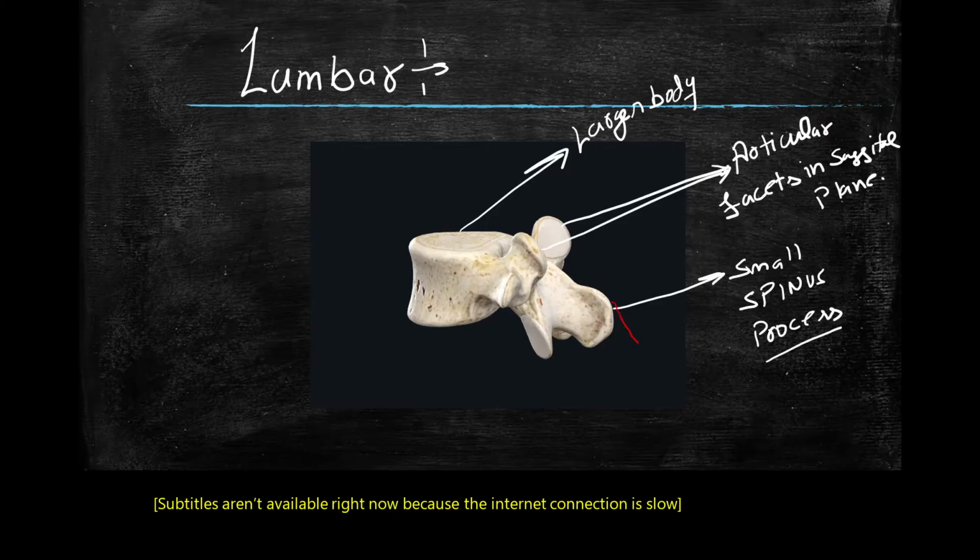If you remember from the previous slide, the thoracic vertebra has this kind of long spinous process to limit extension and flexion. Here the spinous process is a little bit shorter, and the articular facets also contribute to the flexion and extension movements, because these are in the sagittal plane. So pretty much all the lumbar vertebrae help in flexion and extension.